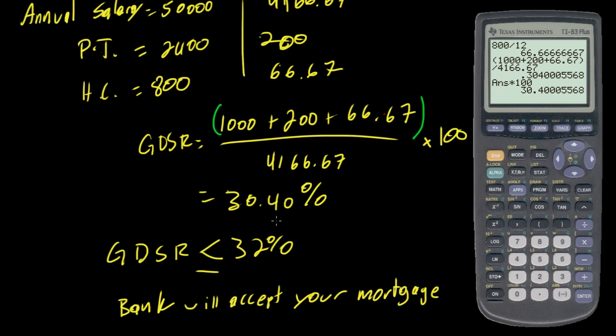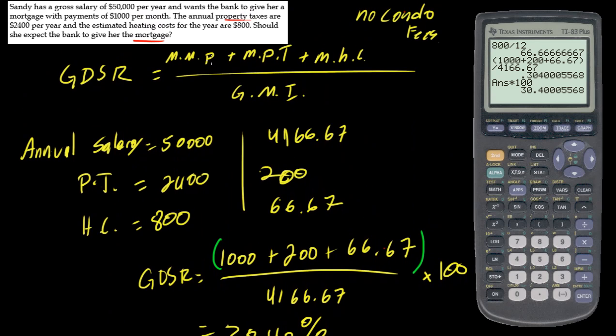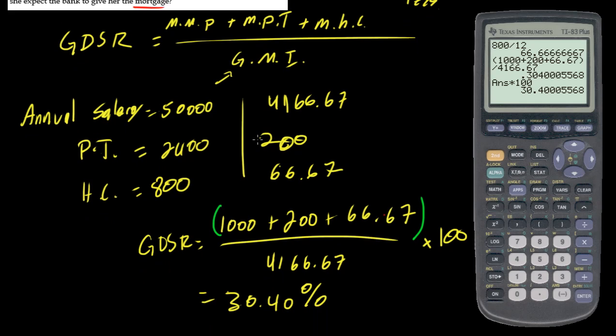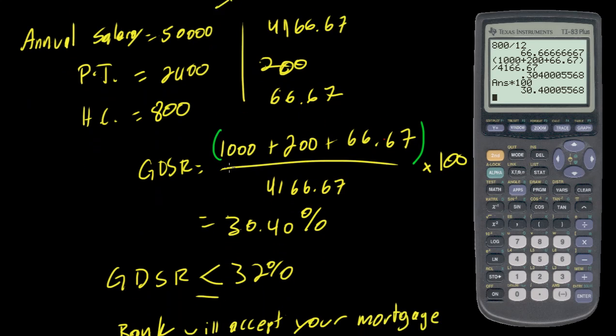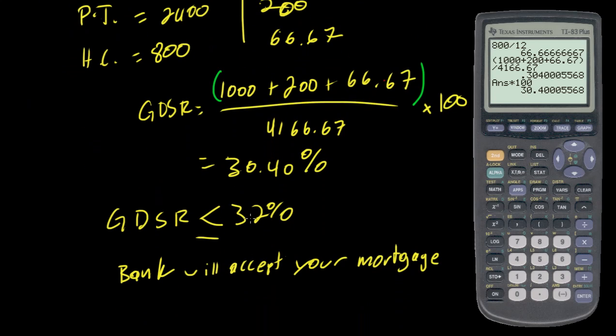So really, you're just looking for a number that is at, or more typically below, 32%. The more below you are, it just means the more your monthly income is above your expected costs, right? That's really what this formula means. All of these things in the numerator are just costs, right? Your monthly mortgage payment, your monthly property tax, and your monthly heating, those are all coming out of your pocket. But if the income going into your pocket is a really big number, then your debt service ratio is going to be quite small and below it. So you're looking just for a number that's below 32%, and the bank will accept your mortgage.